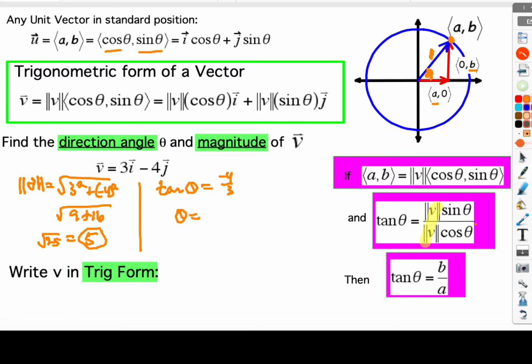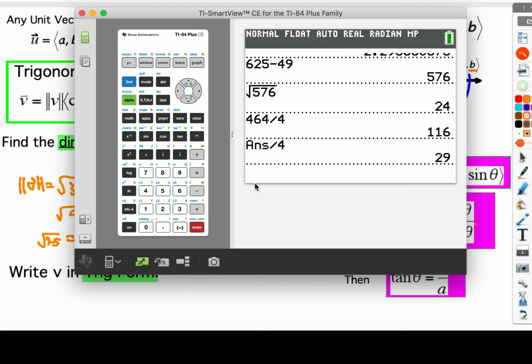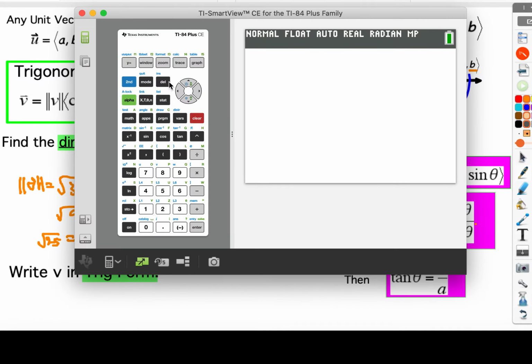So if we take the inverse tangent of negative 4/3, this should get us our direction angle. So let's go ahead and do that. Let's hop onto our calculator here. I'm just going to clear off what's on here. Now notice we're in radian mode right now, and that's perfectly fine. Let's go ahead and do this in radians.